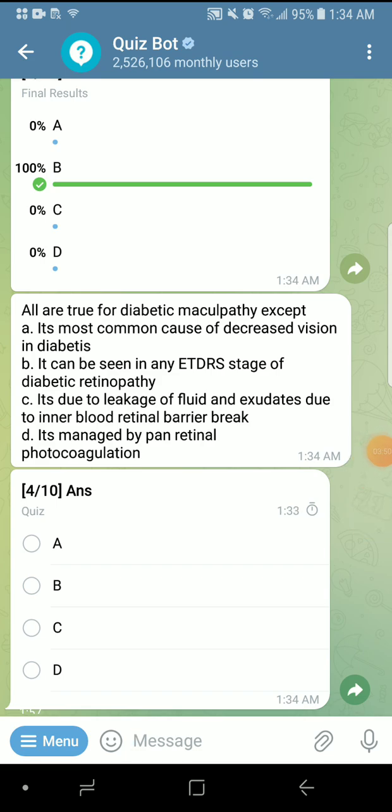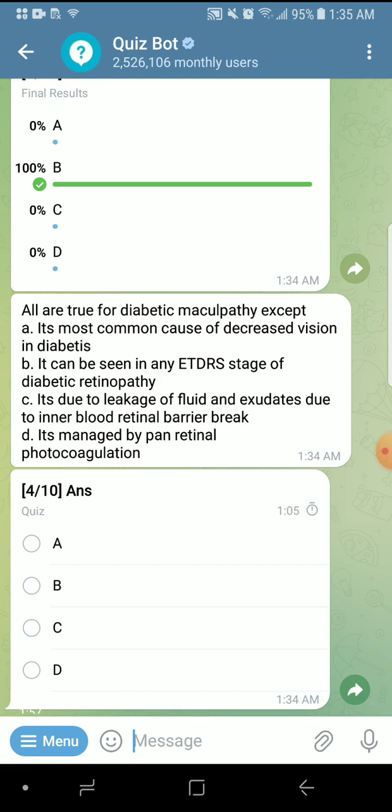Gradual, painless decreased vision in macular edema. Macular edema can be seen in any stage of EDDRS staging. Any stage of EDDRS means NPDR, very mild, mild to moderate, severe, and proliferative. It is due to leakage of fluids because of the inner blood retinal barrier breakdown, meaning the capillaries of the retina are disturbed, by which the fluids and exudates come out.